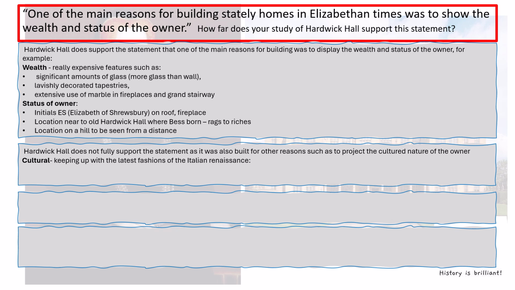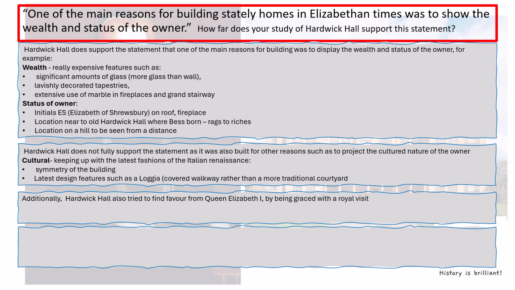Hardwick Hall does not fully support the statement because it was built for other reasons, i.e. to show the cultured nature of the owner. This idea about symmetry in the building, the latest Italian Renaissance features, such as the loggia rather than the more traditional courtyard as you get at Holdenby. So it wasn't just about wealth, it wasn't just about status, it was that this person was a cultured member of the upper echelons of Elizabethan England.